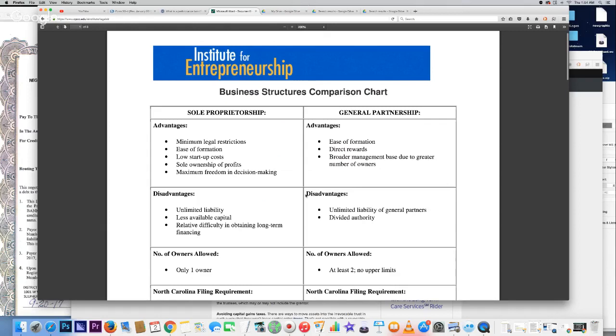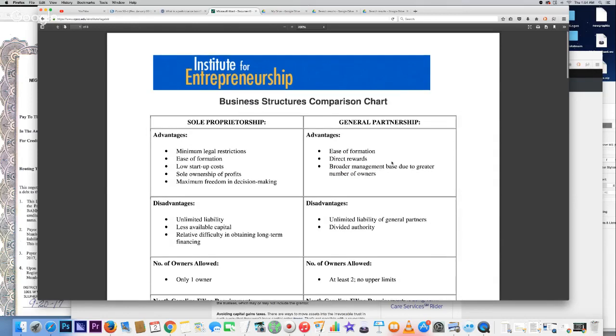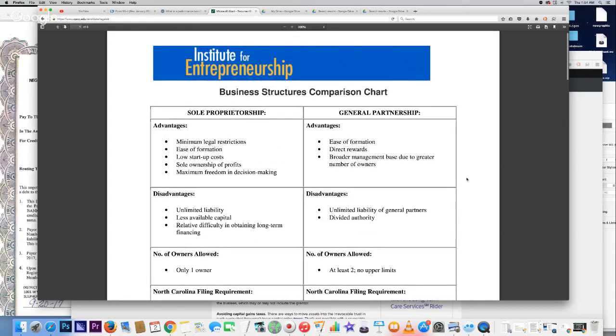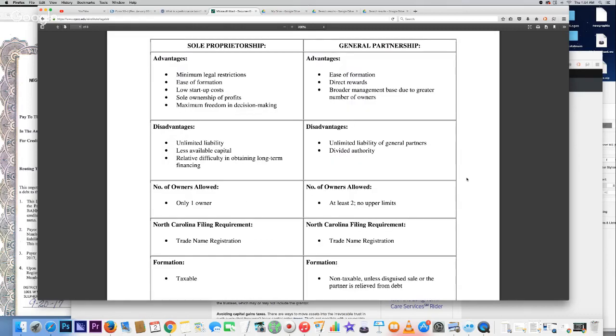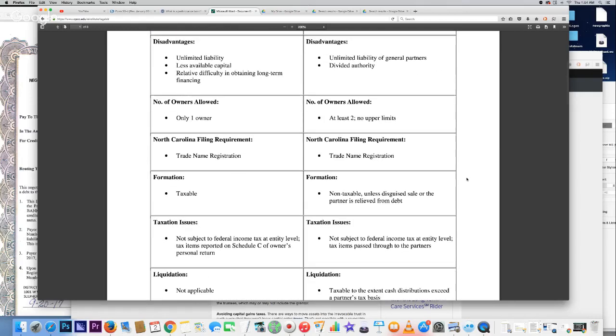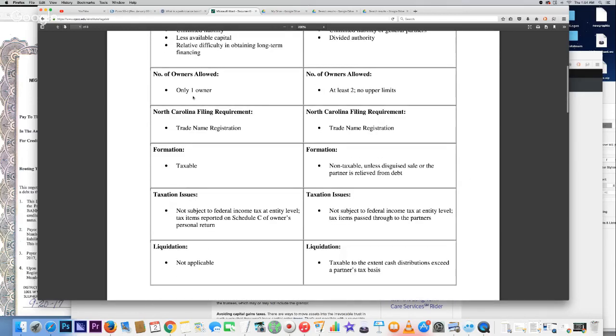Okay. General partnership advantages: ease of formation, direct rewards, broader management base due to greater number of owners. Disadvantages: unlimited liability of general partners. Divided authority. You know, you divide authority between the wrong people. Number of owners allowed. In a sole proprietor, one owner, which means one person responsible.